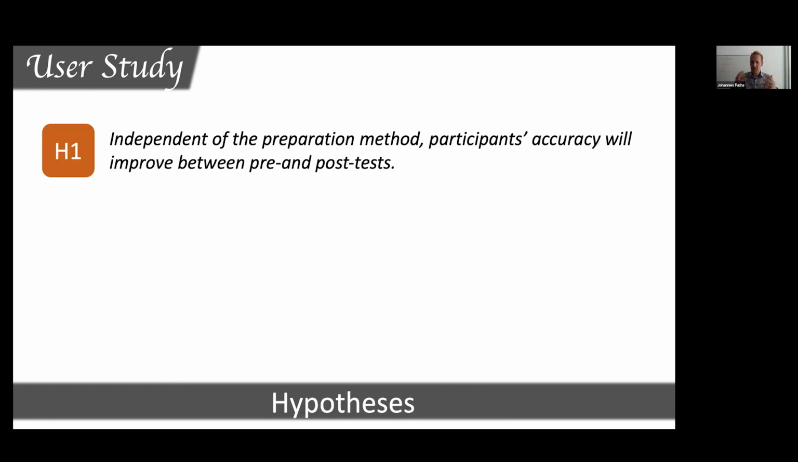Okay, what were our hypotheses? So our first hypothesis, and this one is pretty obvious, is that if students are working on a pre and a post test, of course, performance is getting better because you have already seen the test, you had some time to prepare for the post test, and that's why we expect people being more accurate when working on the post test in comparison to the pre-test. And this is independent from the preparation method.